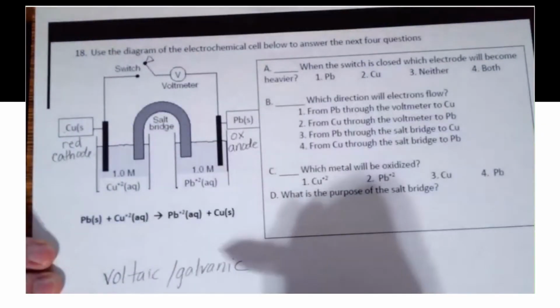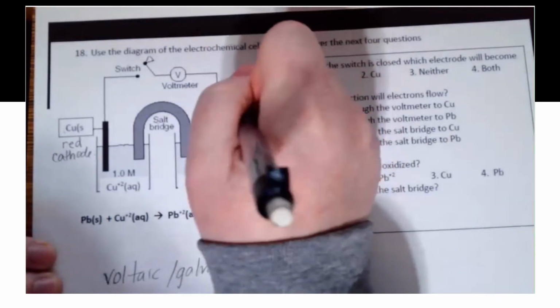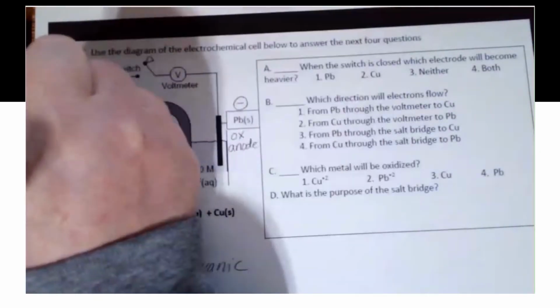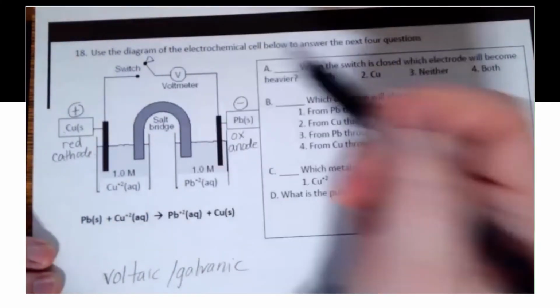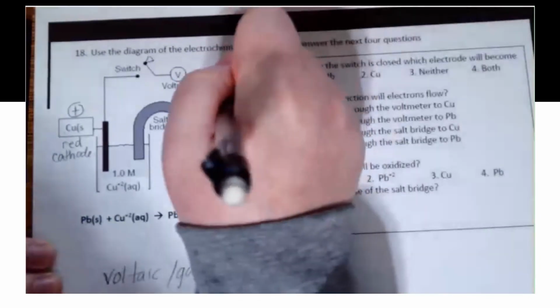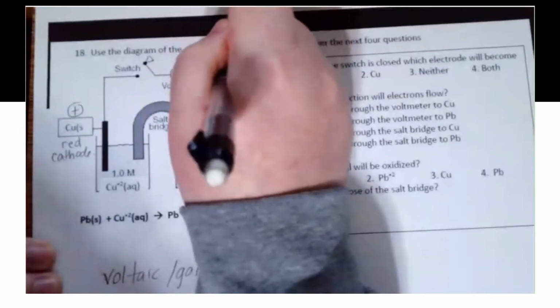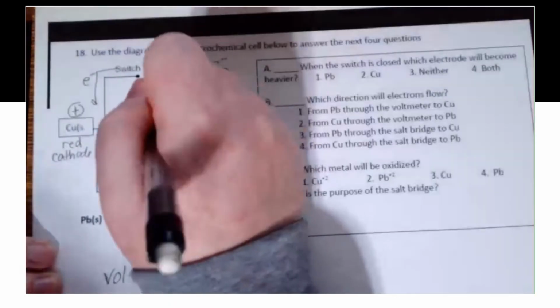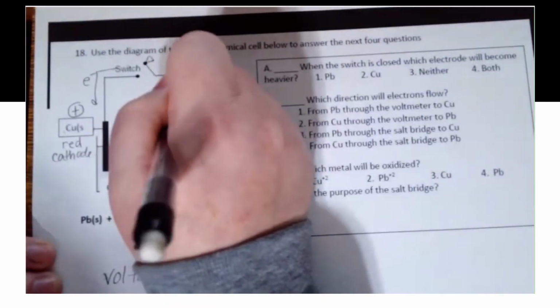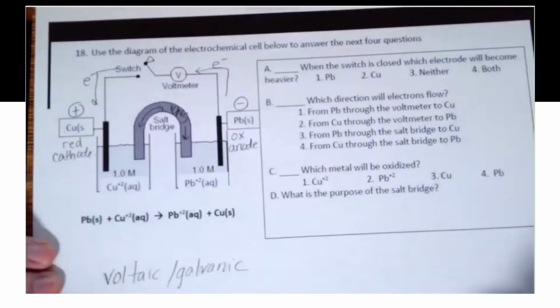Since it's voltaic or galvanic, the anode is negative and the cathode is positive. Okay. Electrons will flow through the wire from anode to cathode. So electrons are going to go this way. All right. What goes through the salt bridge? We have ions, right? They're going to keep the cell neutral.